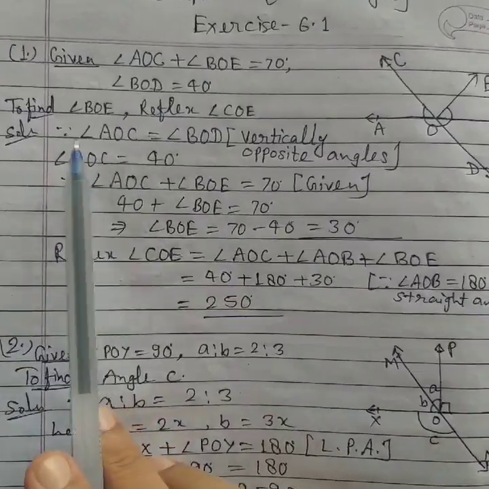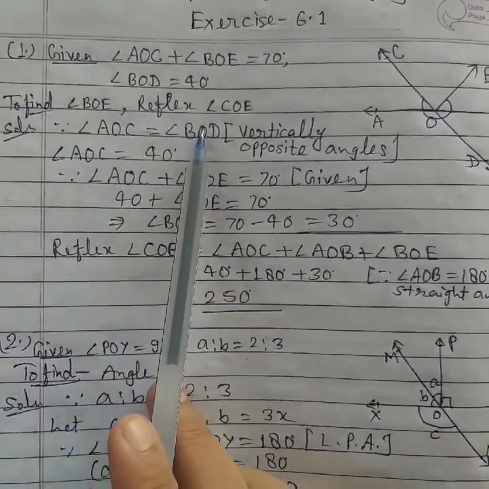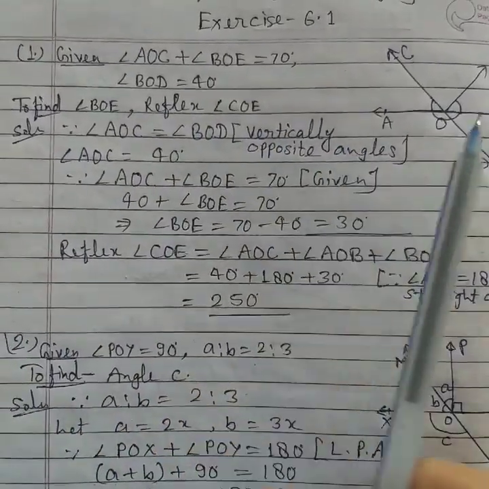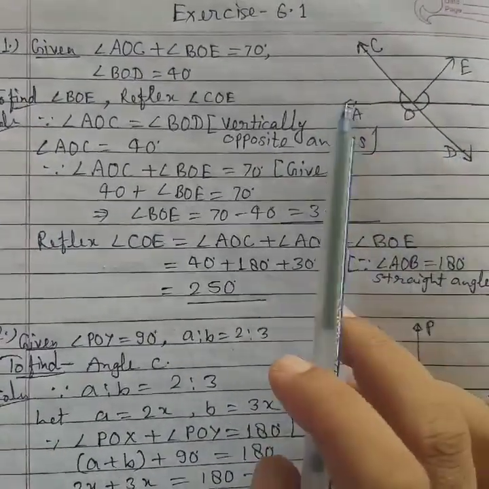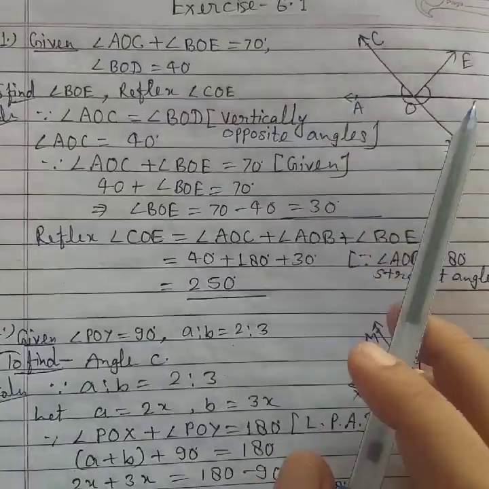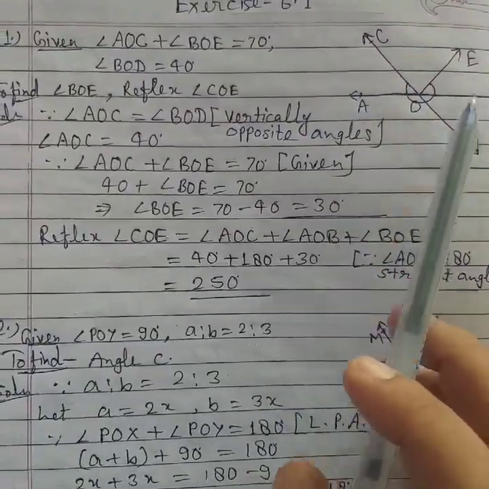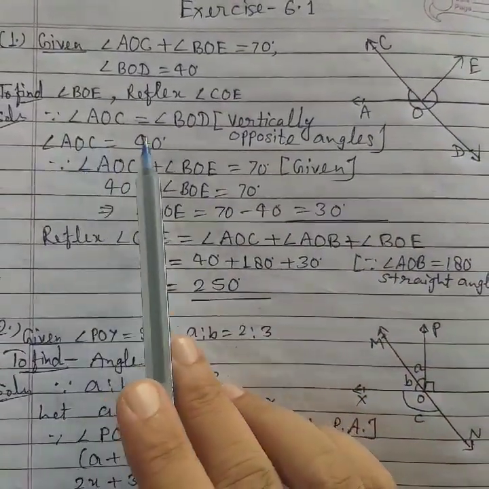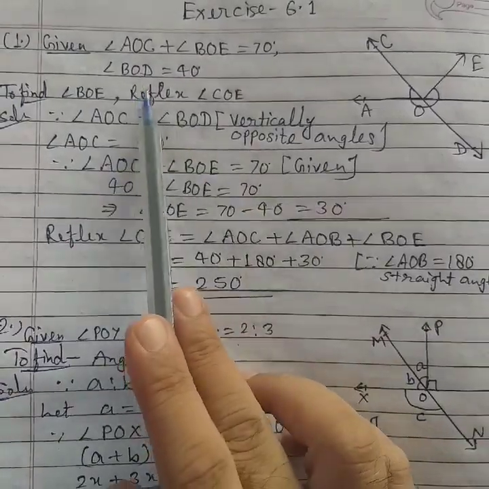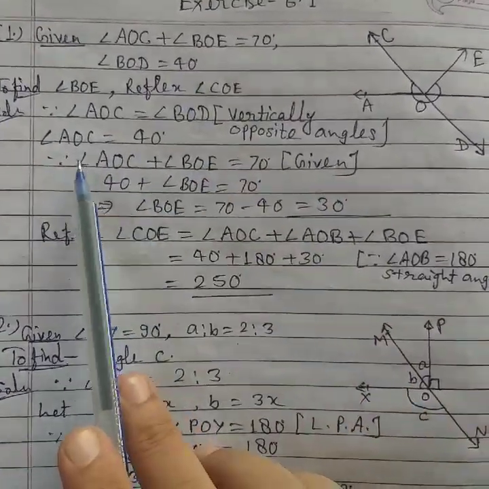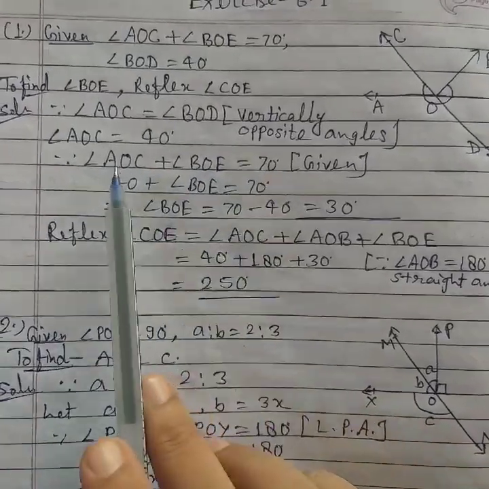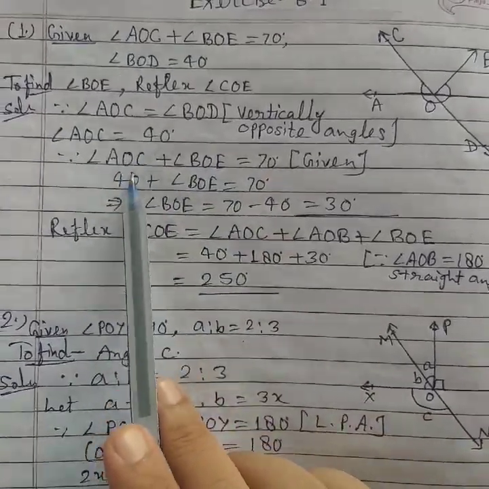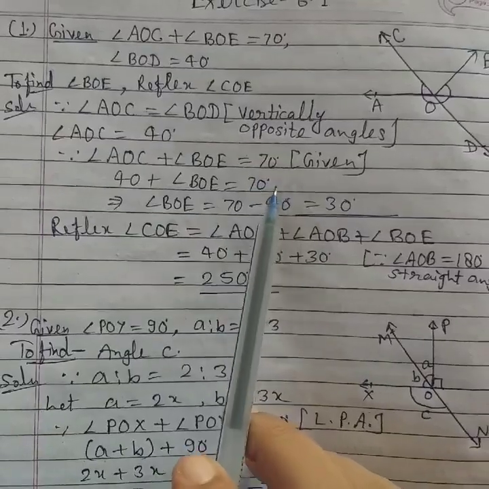So here, since angle AOC equals angle BOD, these are vertically opposite angles. Angle AOC this one, this is angle BOD. Since CD and AB are two intersecting lines, the opposite angles are called vertically opposite angles, they are equal. So angle AOC will be 40 degrees because angle BOD is given 40 degrees, clear? Now, since it is given that angle AOC plus angle BOE equals 70 degrees, put the value of angle AOC, that is 40 degrees, plus angle BOE equals 70 degrees.